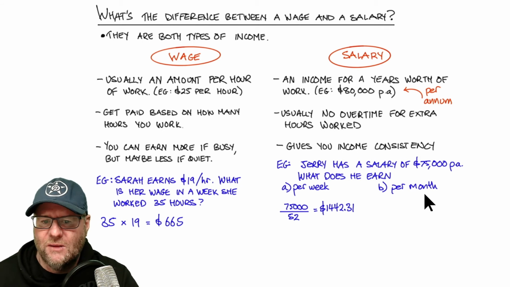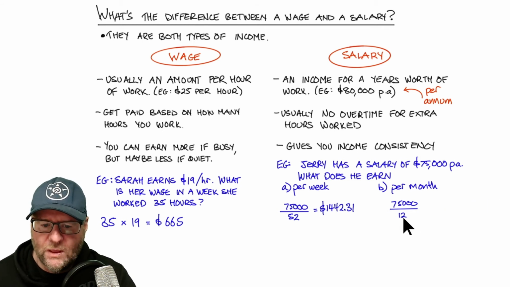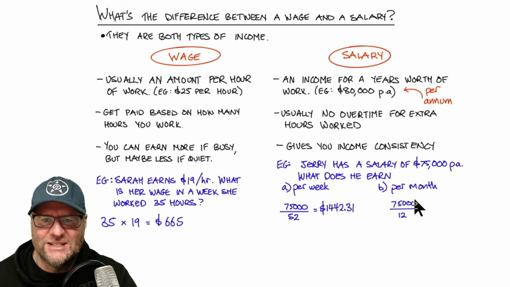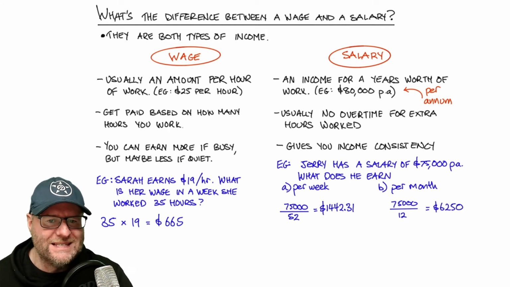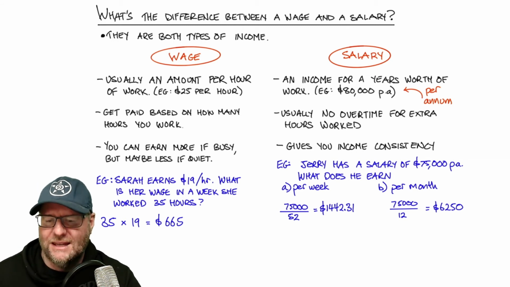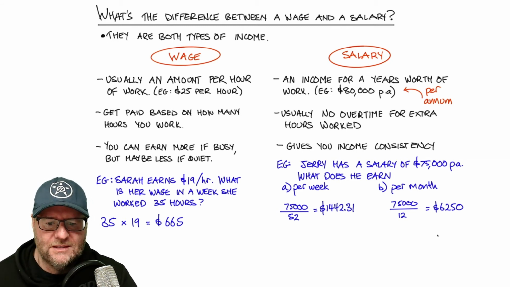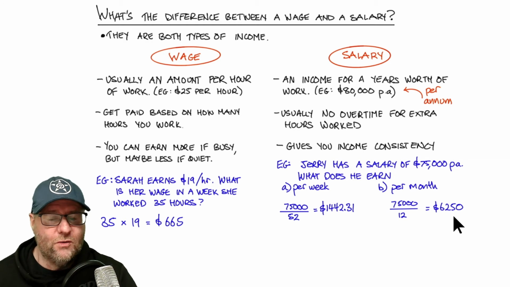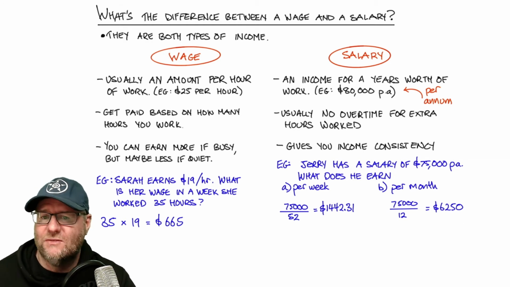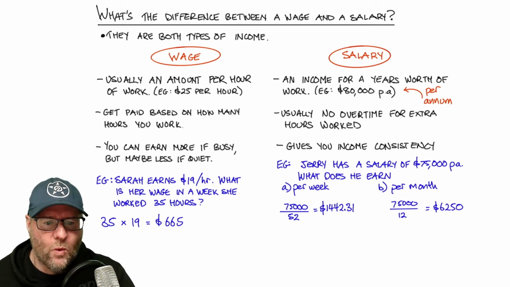What about his salary per month? Well, there are 12 months in a year. So I take the salary and divide it by 12 and I get an amount of 6,250. So his equivalent monthly salary would be 6,250. That's it, guys. That's a brief summary of the differences between wages and salaries.